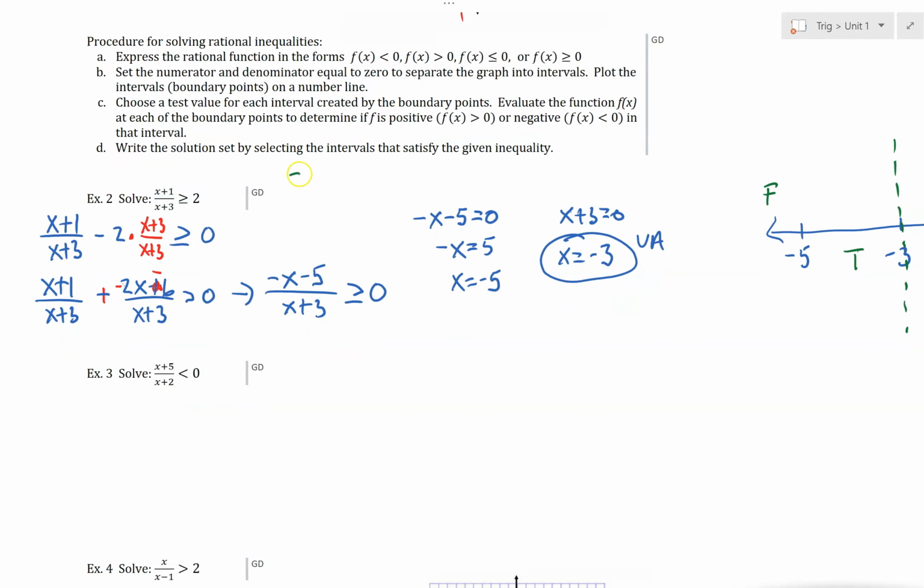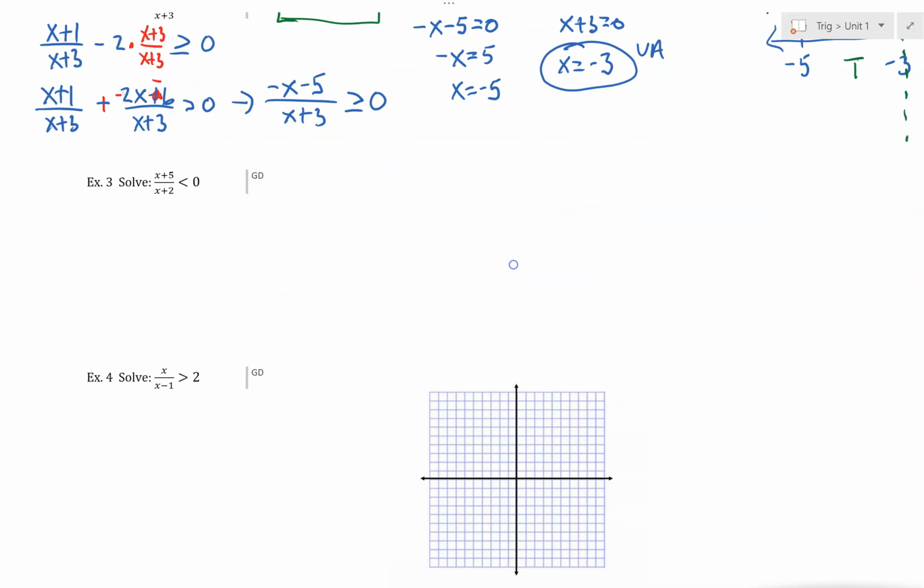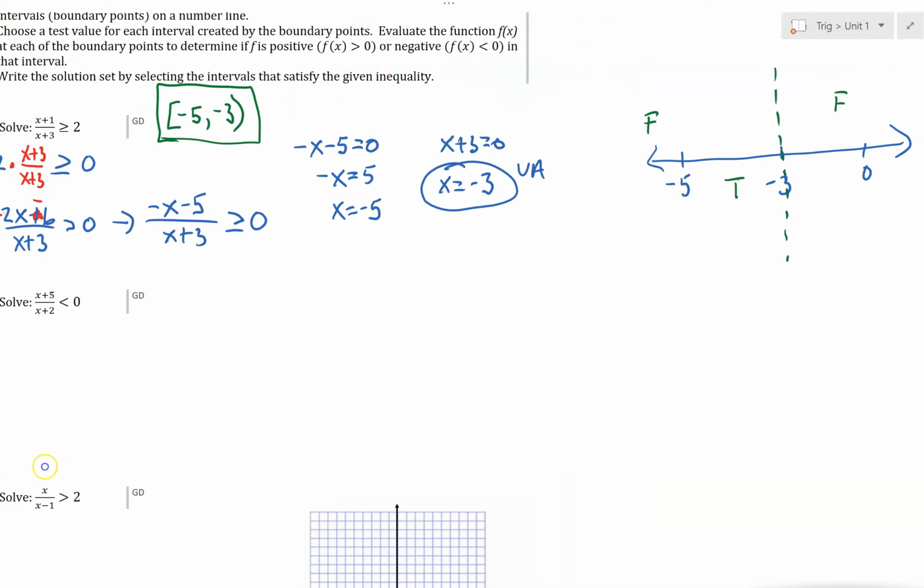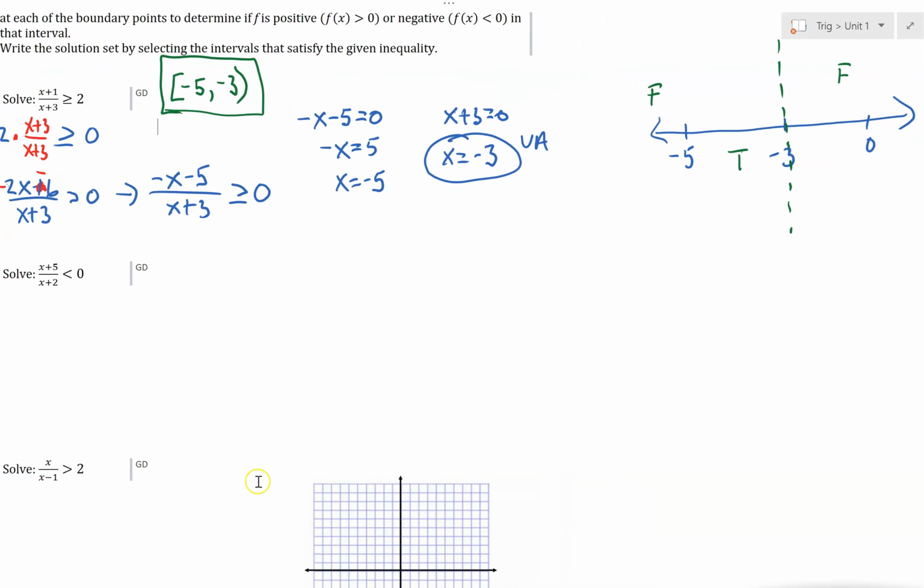It should be everything from -5 inclusive to -3 exclusive, because we cannot include -3 in this one. All right, let's take a look at the next one, example number 3. It's saying that (x + 5)/(x + 2). Before we do that, actually, I did want to do this because G asked me to do this.